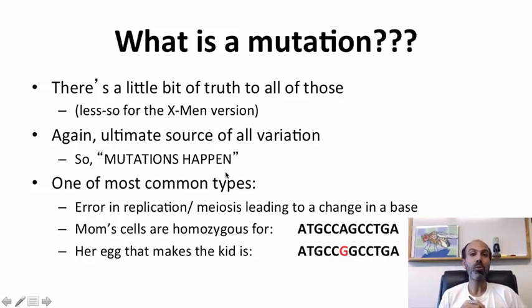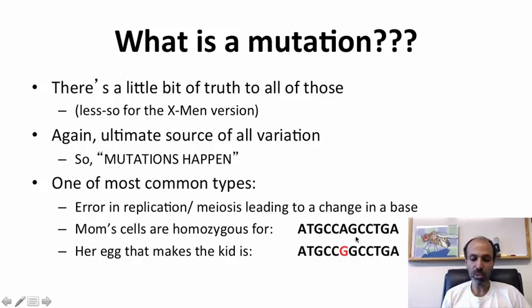They happen far more frequently than you may guess, and you'll see in a subsequent video we'll talk about mutation rates. Now, one of the most common types that we'll focus on for this is an error in replication or in meiosis that leads to a change in a base, or a nucleotide.